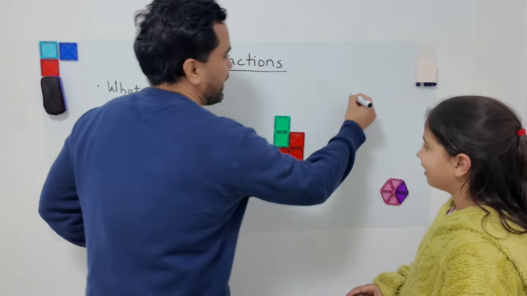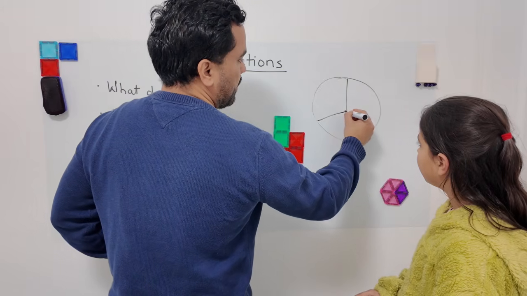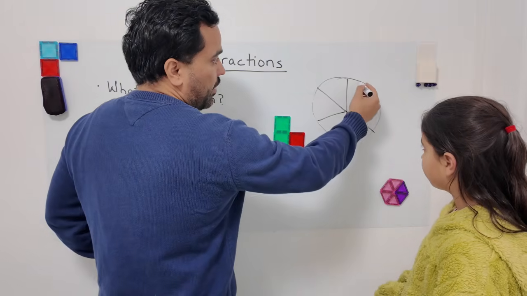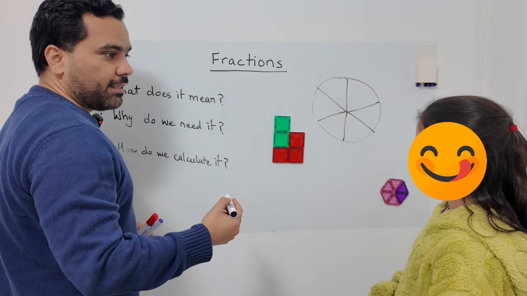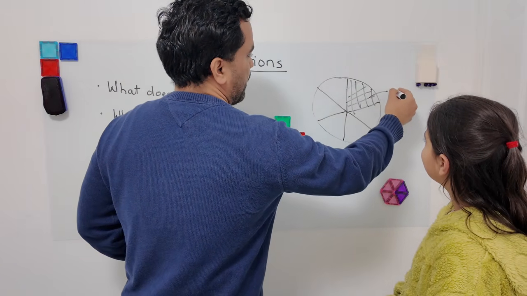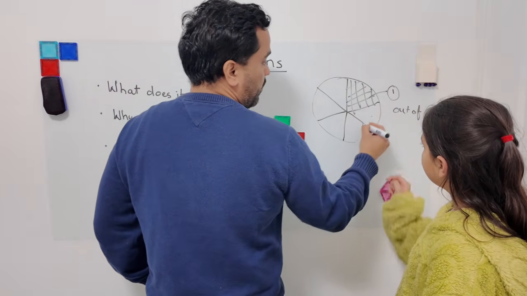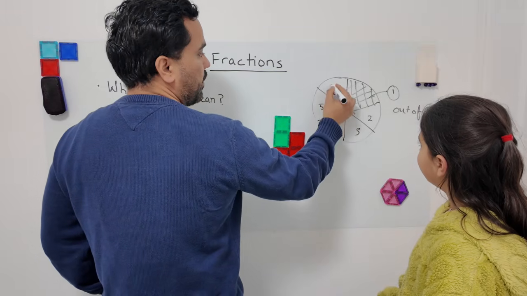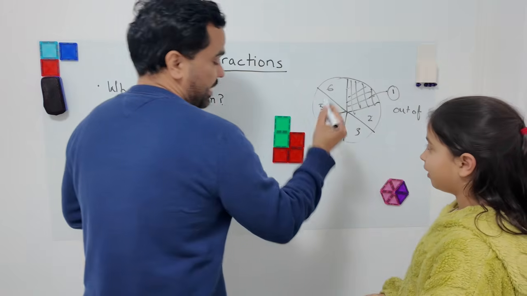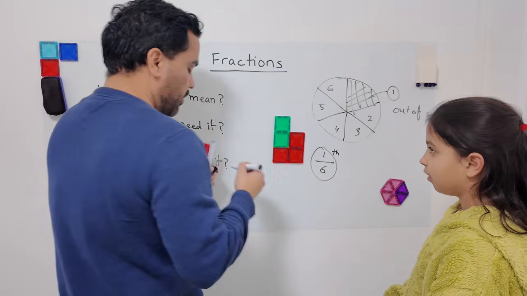Like pizza? Yummy pizza. So say you are 4 friends. You bought a pizza and you need to share. Can you eat the whole pizza? No. So they gave you 1 slice out of 1, 2, 3, 4, 5, 6. 1/6. So you get 1 of the 6th. This is your fraction.